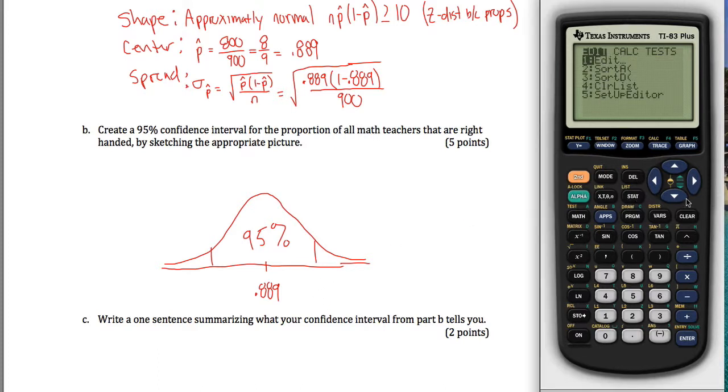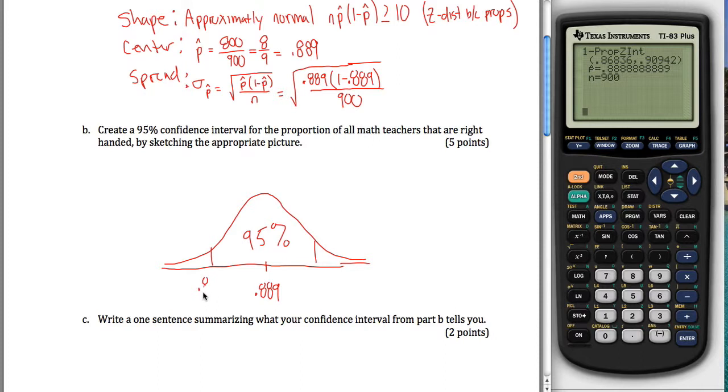My calculator has a function that does that for me. It's under tests. It's 1-PropZInt, 1 proportion z interval. Hit enter. It'll ask you for x, which as we saw above was 800, and n, which was 900, and our confidence level, which is 95%. If you hit calculate, it'll spit out your answer: our confidence interval goes from 0.868 all the way up to 0.909. Double check that I rounded those correctly. I think I did. And it shows p hat again.